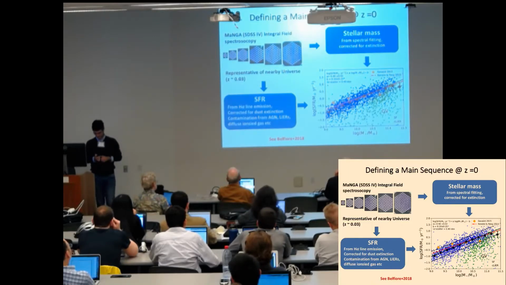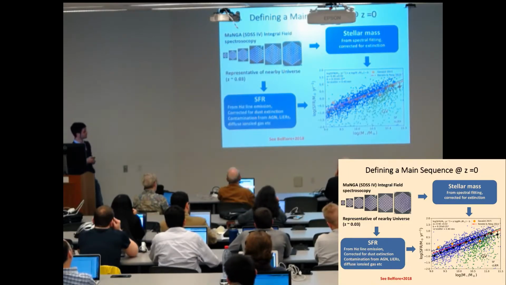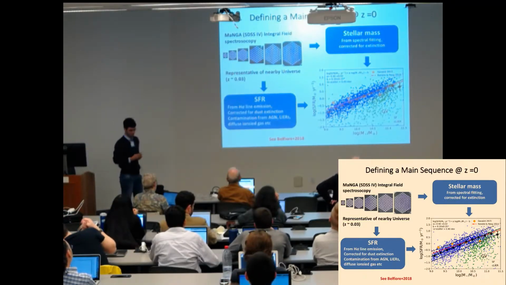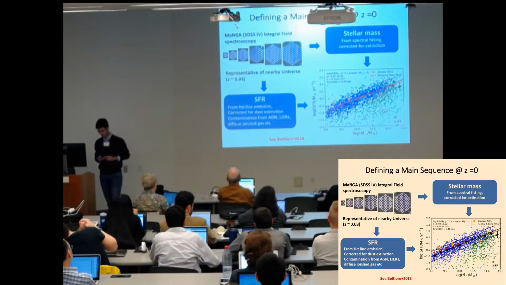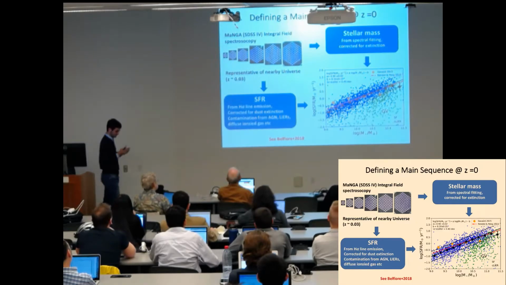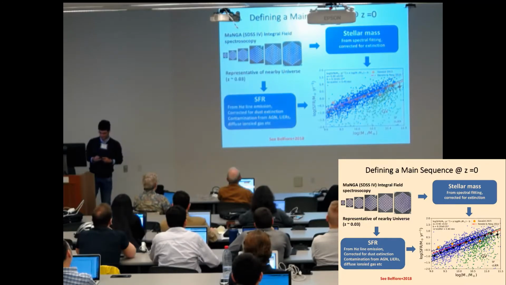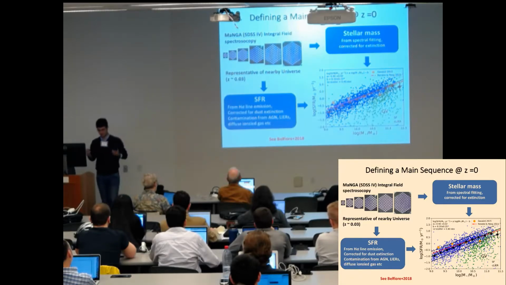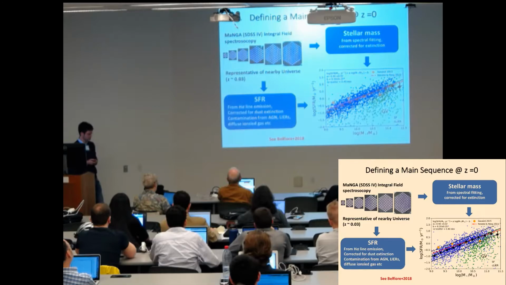I just want to point out that using MaNGA to derive the main sequence at redshift 0 poses a series of advantages with respect to using previous generation Sloan, in particular in mapping the H-alpha line to trace star formation rate. First of all, we don't suffer from aperture effects, and secondly, we can correct a lot better for other residual systematics like the presence of AGN, LINERs, or low ionization nuclear emission line regions, diffuse ionized gas, et cetera.